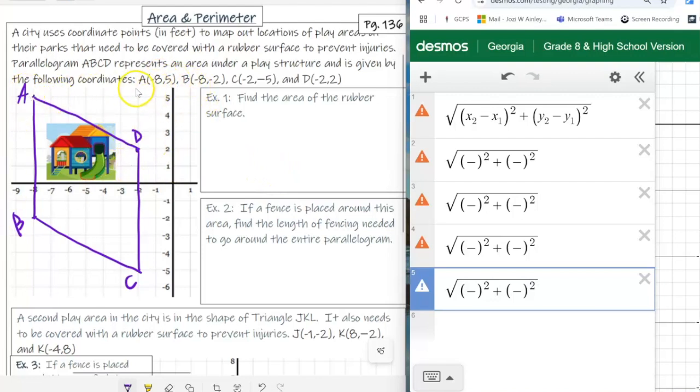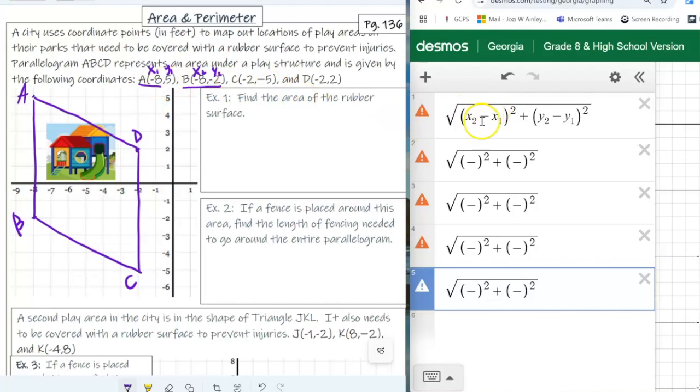So A to B, that means I'm looking at this one right here, and this one right here. So remember, first one is x, second one is y. First one, x, second one, y. I'm distinguishing that this is different than this. These are my first ones. These are my second ones.